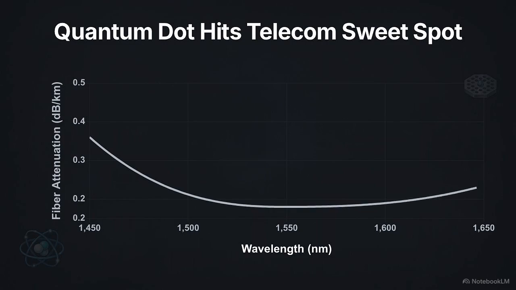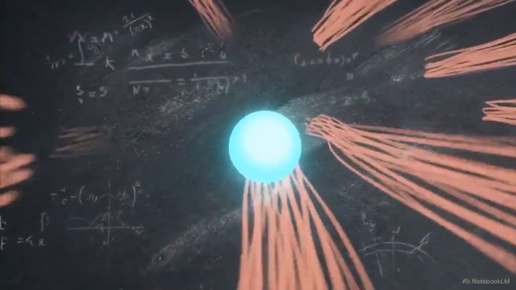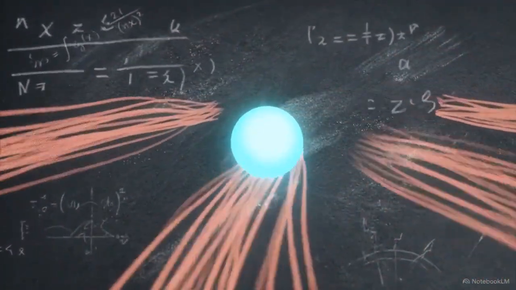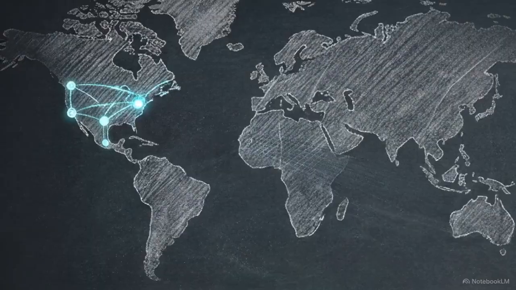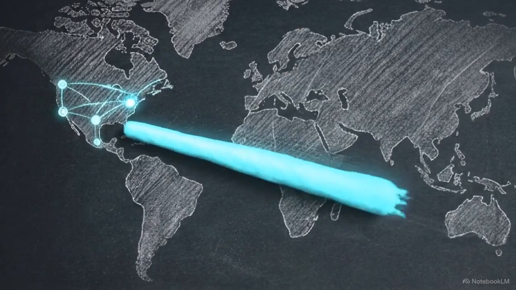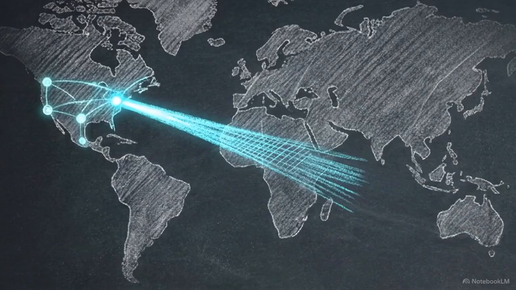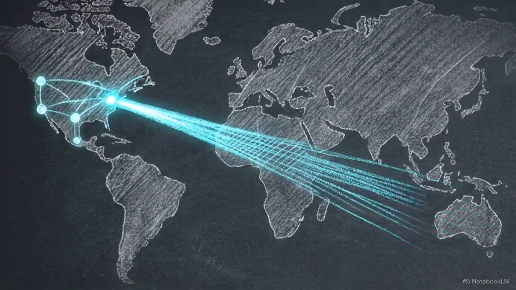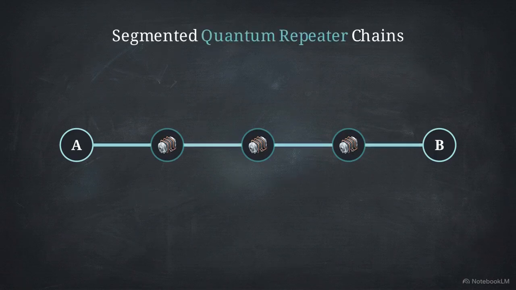This was achieved by tuning the quantum dot's emission to exactly 1560.6 nanometers, the low attenuation sweet spot of the standard telecom C-band. These metrics prove the semiconductor quantum dot time bin system is a practical solution ready to co-propagate over existing global dark fiber networks. While 120 kilometers secures a metropolitan area, continental networks must surpass the absolute transmission limit of approximately 127 kilometers. This requires moving beyond point-to-point links and constructing segmented quantum repeater chains.